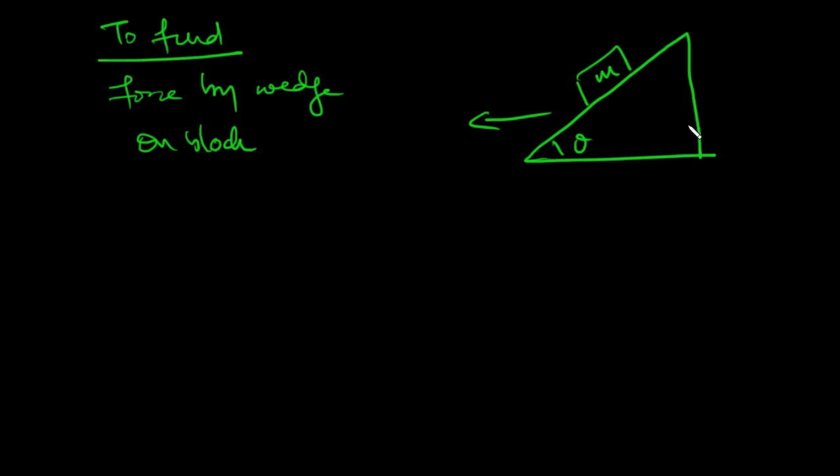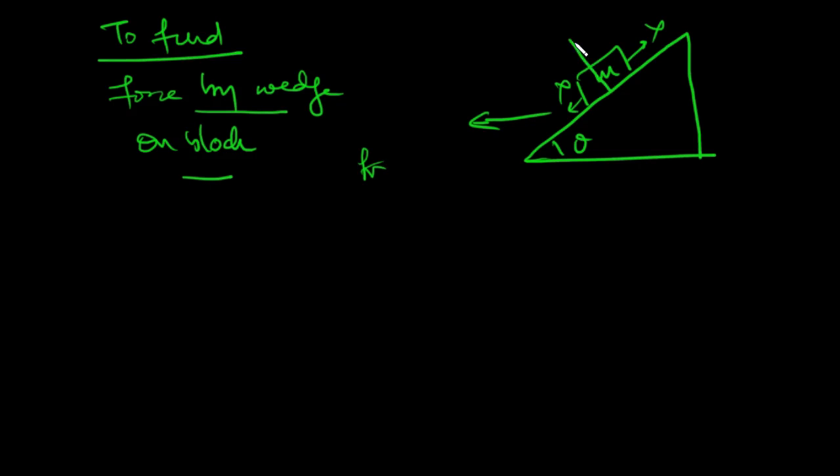So we have the wedge here. The wedge is accelerating in this direction and the mass m is here. As an observer outside, I can only see the mass going along this direction. The direction of the mass along the inclined plane is restricted. This differs from the earlier situation where the mass only went along the inclined plane. So what do I have to find? I have to find the force by the wedge on the block. This means I have to find the normal force.